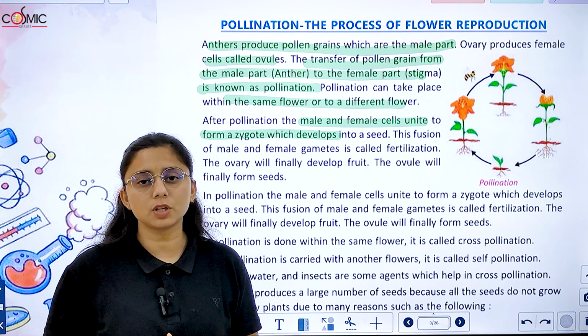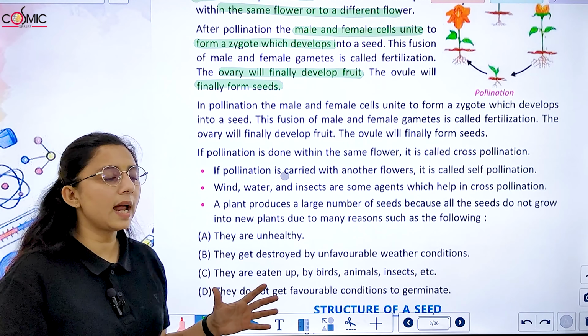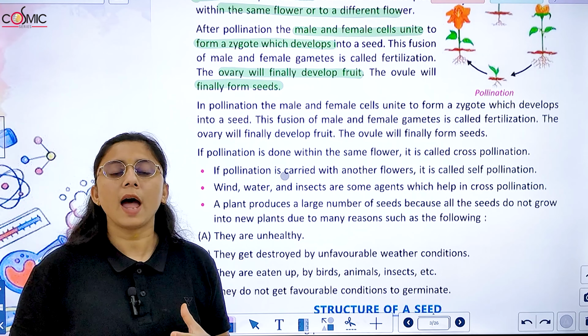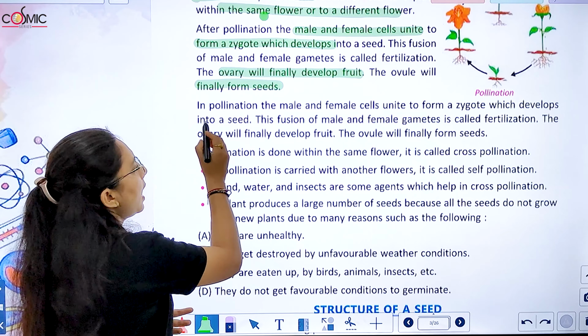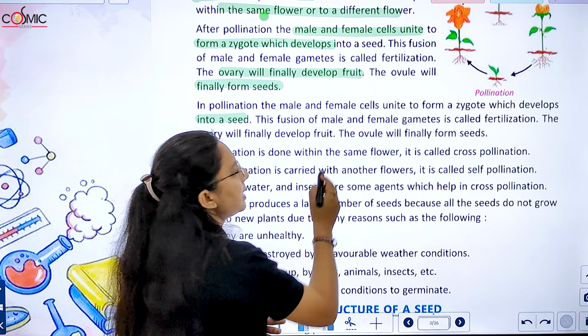The fusion of the male and female gamete is known as fertilization. The ovary finally develops into fruit, and the ovule finally forms seeds. In pollination, the female and male cells unite and form a zygote, and that develops into a seed. And the fusion of male and female gamete is called fertilization.